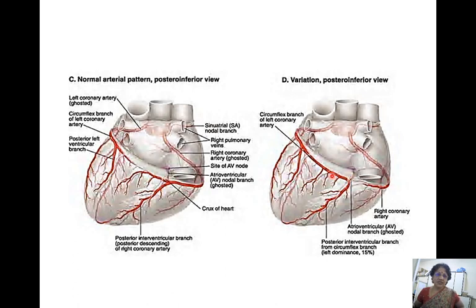In the earlier variation, the left coronary had given the SA nodal branch. Here the left coronary gives the AV node, and it has also given the SA nodal branch. So these are the two variations.